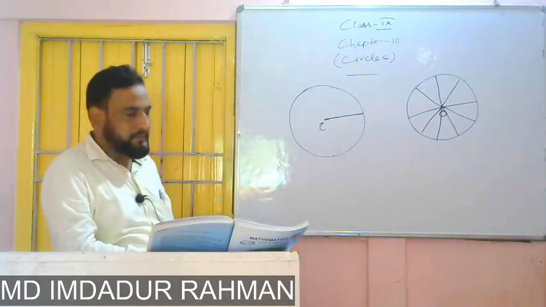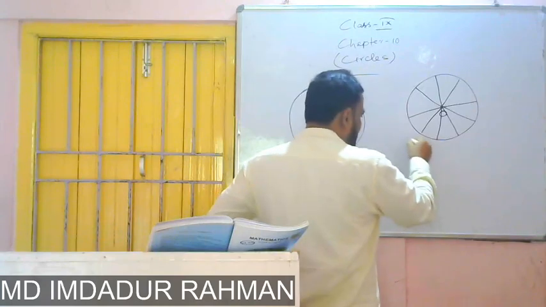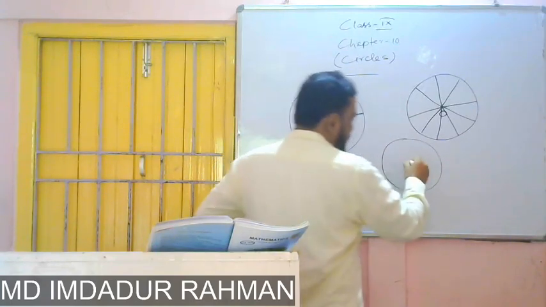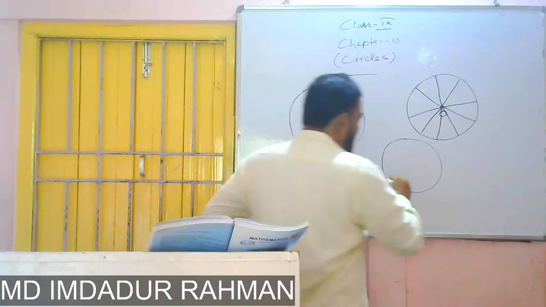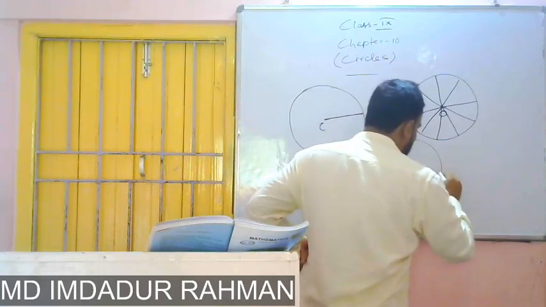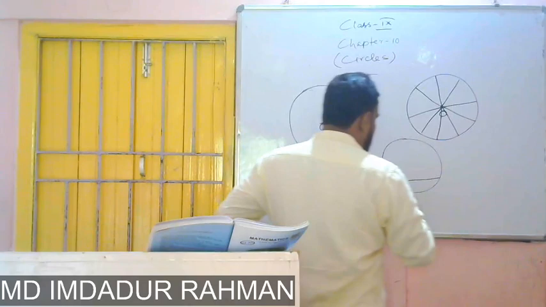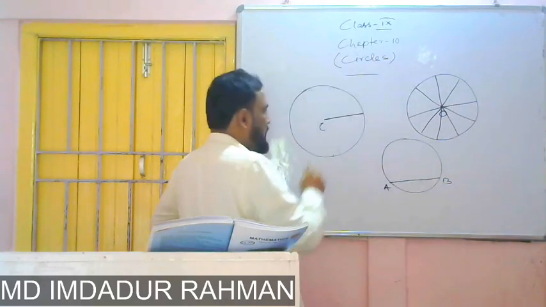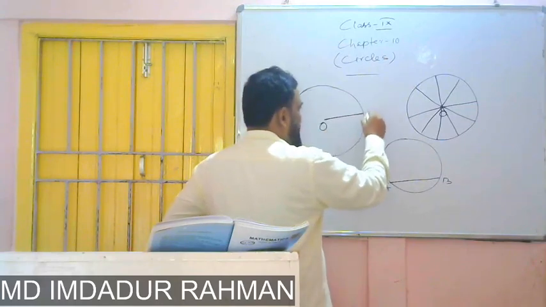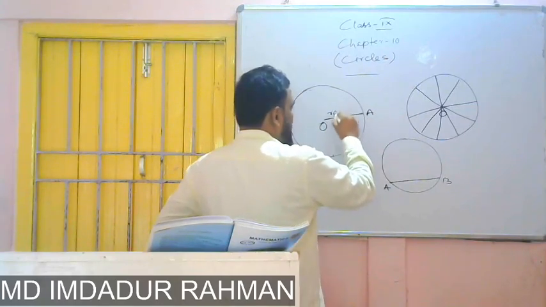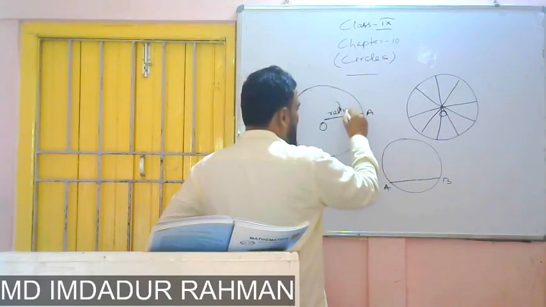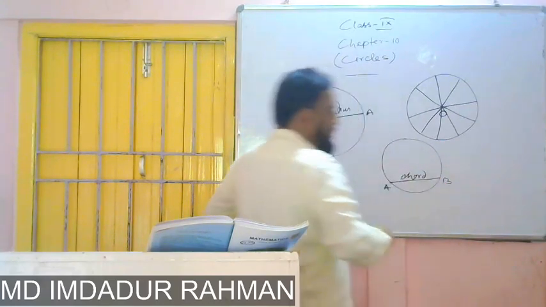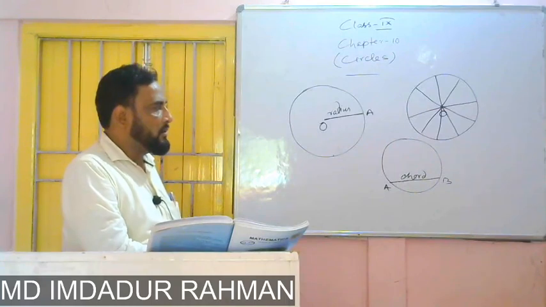Then chord of a circle. This is a circle, a line segment joining any 2 points of the circle is called chord of the circle. Here AB is the chord of the circle. Here OA is the radius of the circle.